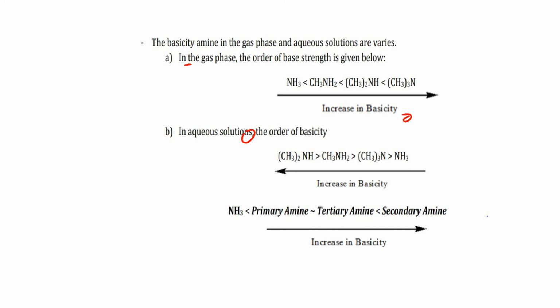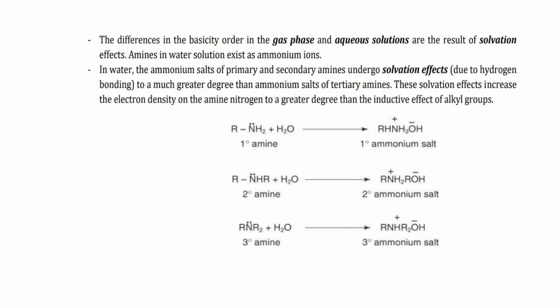This is the increasing basicity. The difference in basicity order in gaseous phase and aqueous solution is the result of solvation effect. It is due to the solvation effect. Amines in water solution exist as ammonium ion.